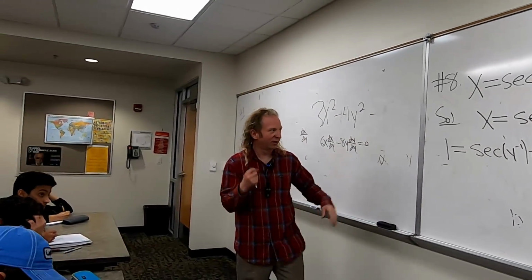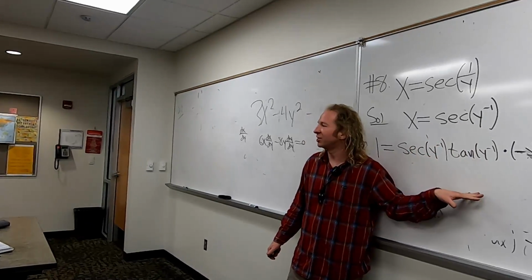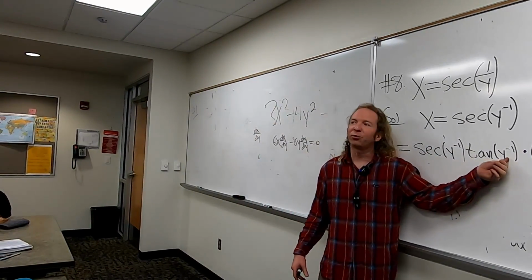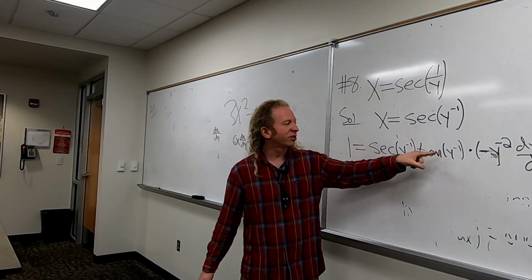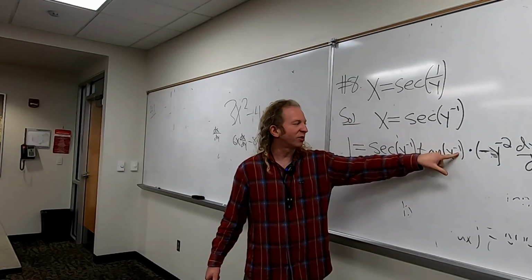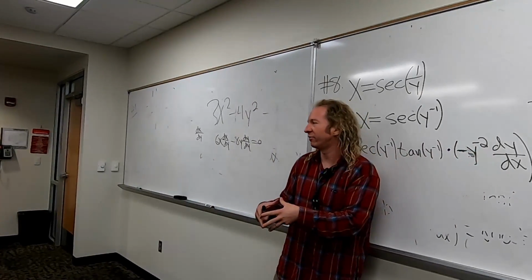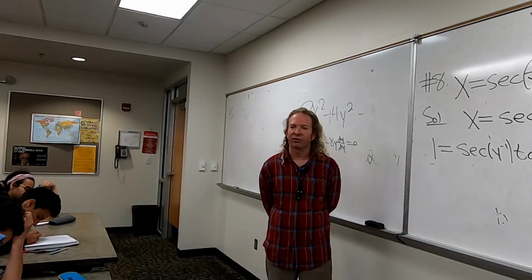So let me go over it again. The derivative of x is 1. The derivative of secant is secant tangent. And then you have to use the chain rule, so you have to multiply by the derivative of the inside function. Your inside function is y to the negative 1, so its derivative is negative y to the negative 2 times the derivative of the inside. Any questions on that one so far?